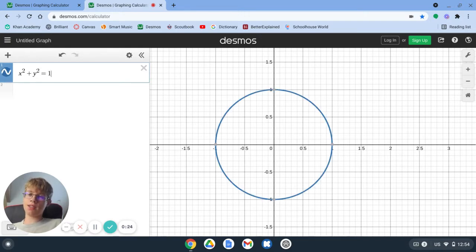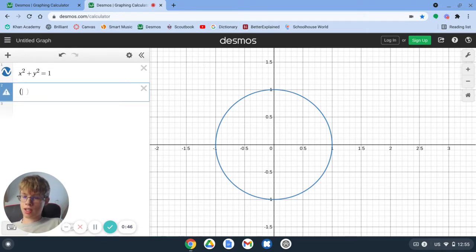The reasoning behind this is the x makes one leg of a right triangle, the y component makes another leg of the right triangle, and then 1, or your radius, is the hypotenuse, right? So x squared plus y squared is equal to 1 by the Pythagorean theorem. There's actually another way to graph a circle, though.